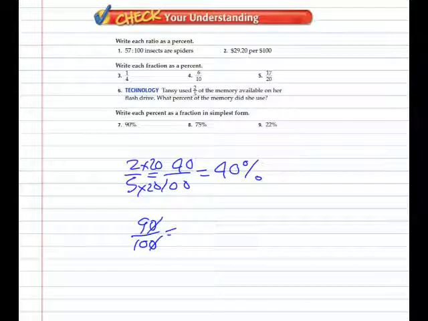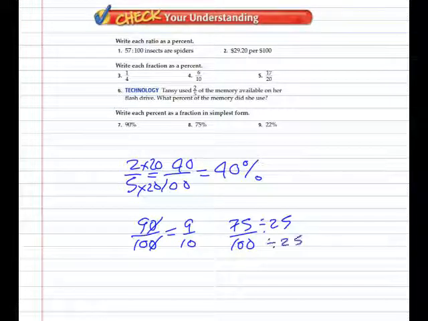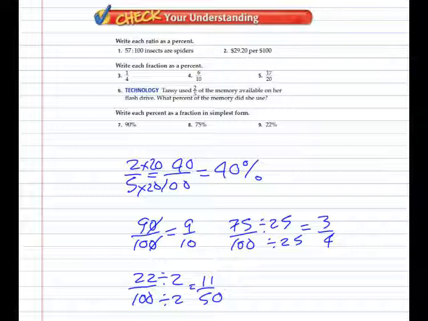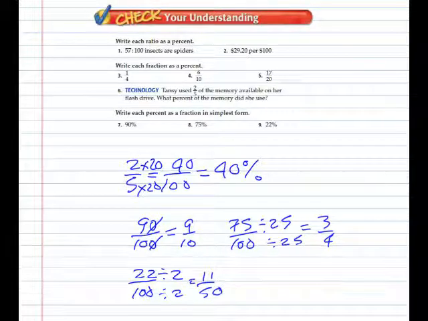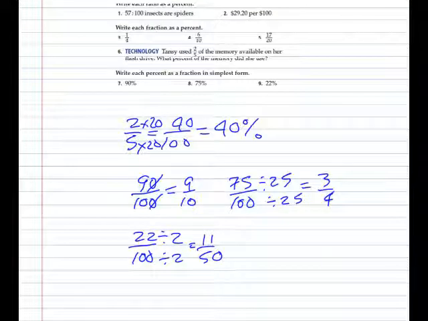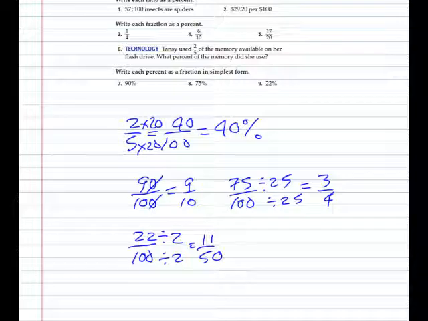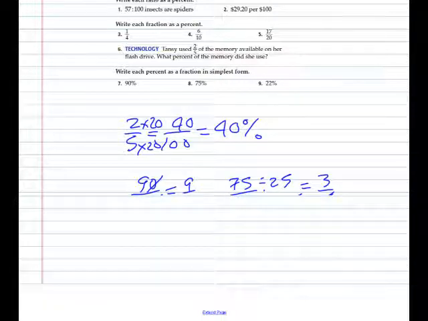Number 7, write each percent as a fraction in simplest form. 90 over 100. Divide both numerator and denominator by 10 gives me 9 over 10, which cannot be simplified any further. 75 over 100. I see 25 as a common factor here. Very easy to see because we're used to working with money. Gives me 3 over 4 as a fraction in simplest form. And number 9, 22%. I clearly see 2 as a common factor. Gives me 11 over 50. 11 is a prime, so it has no common factors with 50 other than 1. So 11 50ths is my answer in simplest form.